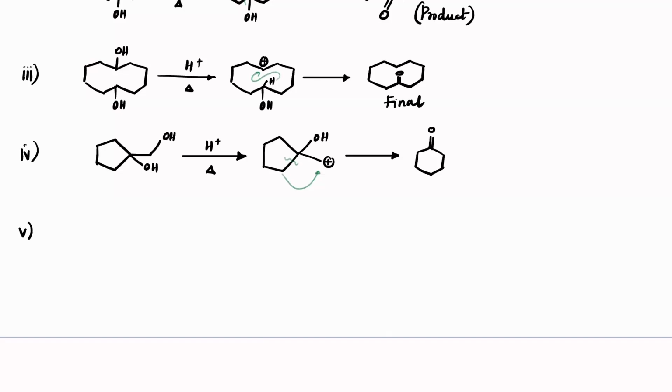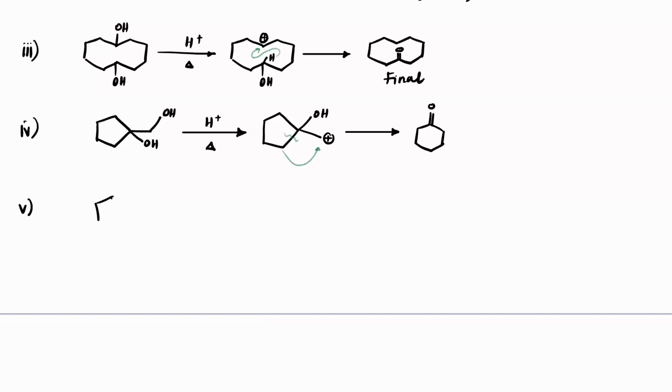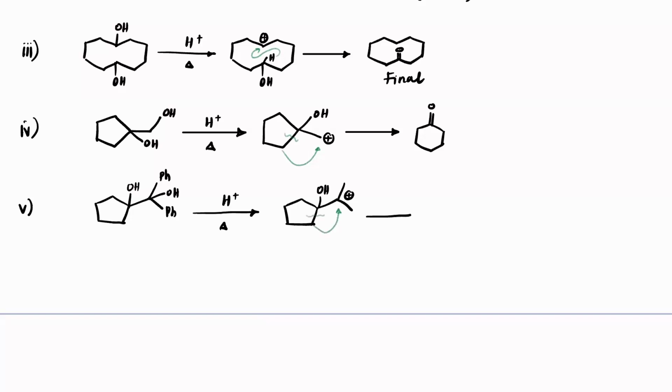Similarly, in a similar situation, I'm writing, I have phenyl here, OH here, and OH here. In that case, if you are reacting with H plus and heat, we will get a very similar condition here also. You will get a positive charge here with OH. Again, the ring expansion takes place. You will get a six-membered ring with two methyl groups, two phenyl groups here, and double bond O at this position.